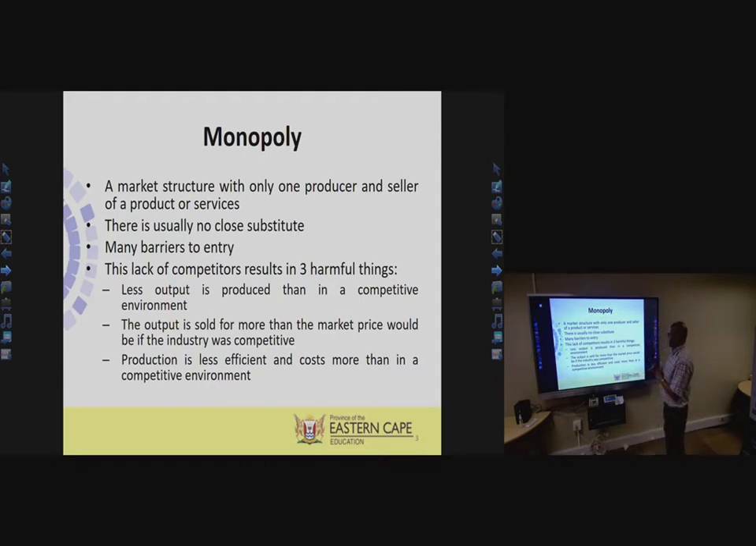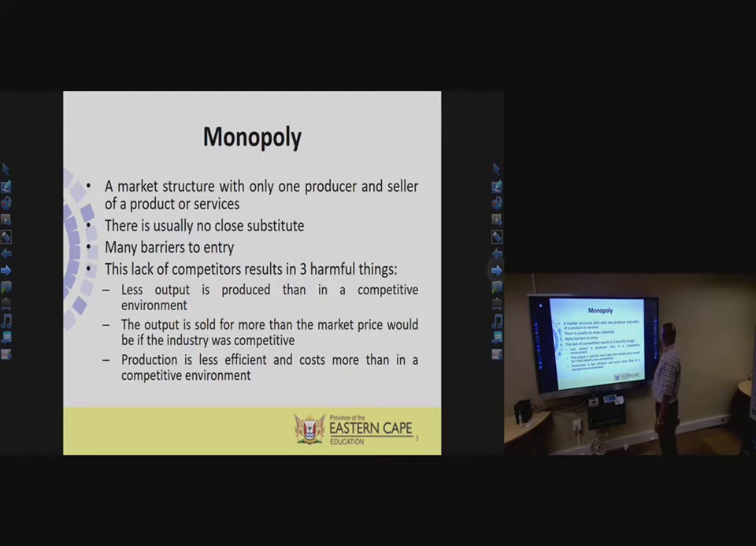Production is less efficient and costs more than in a competitive market. Because there is no competition, the question of efficiency will be compromised, because they know that even if we are wasting resources, we will be able to sell our product at a price which we agree upon as the monopoly. In that case, the production itself becomes less efficient.